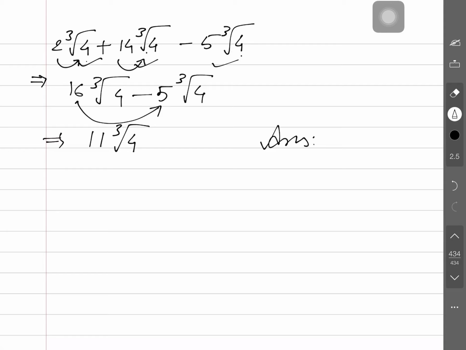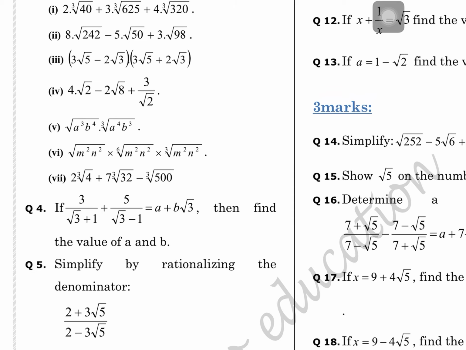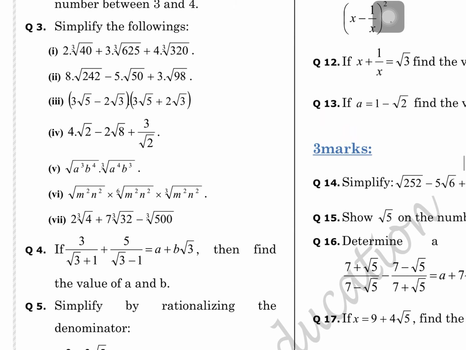Everybody understood here? Okay. Now see the next question here. Question number 7 also you can solve on the same basis. Sorry, 7 I told you this. So your assignment that I gave you today is question number 2nd, 3rd, and question number 6. Okay. I just want to tell you the question.